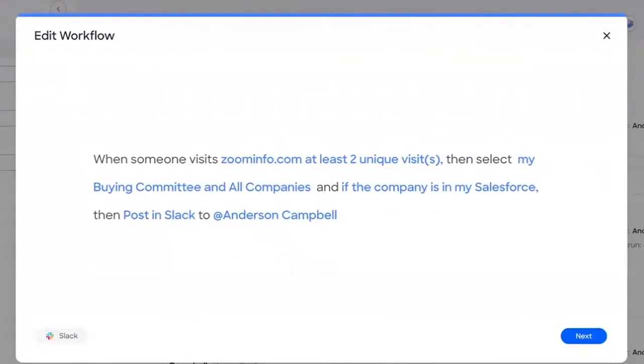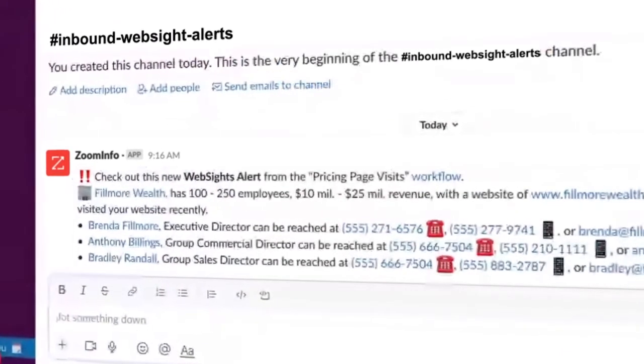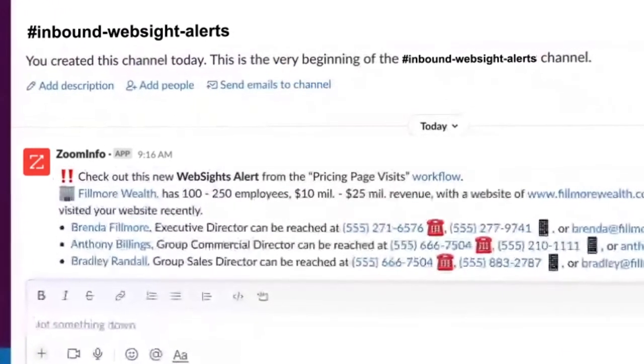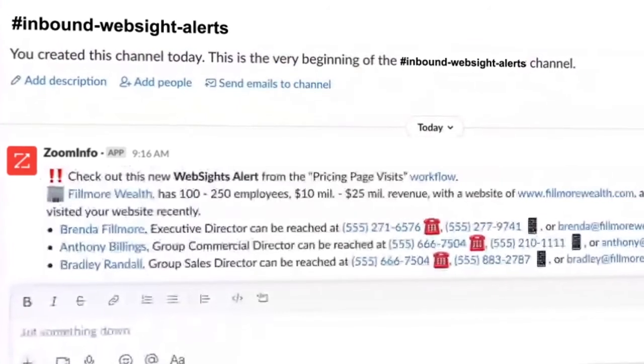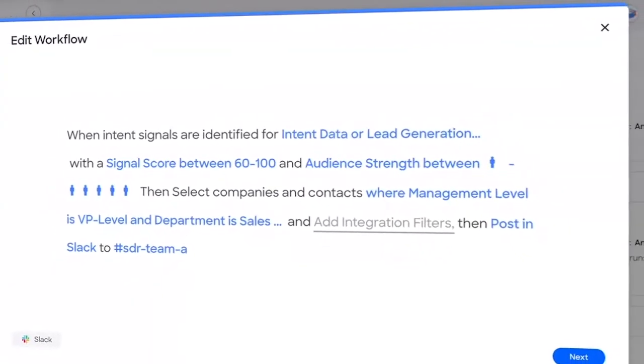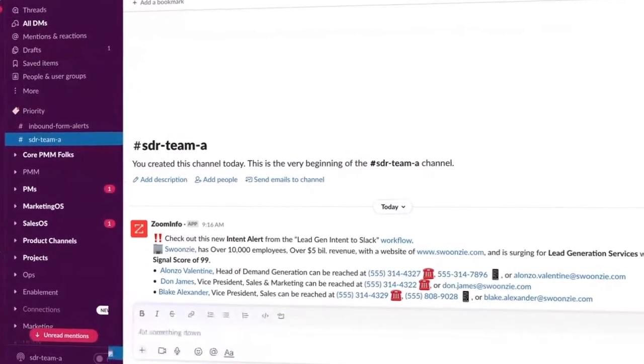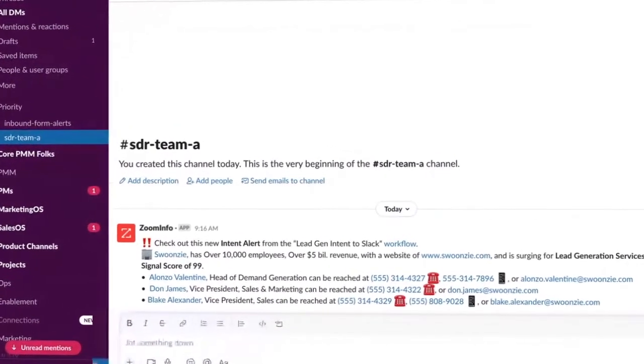Or suppose one of your target accounts visits your pricing page. ZoomInfo workflows can Slack the right rep the contact information of everyone in the buying committee at that company as the visit is happening. Finally, consider a company doing a lot of internet research on solutions like yours. Using that spike in intent as a trigger, workflows can alert your SDR Slack channel with information on the decision makers at that company so they can reach out right away.